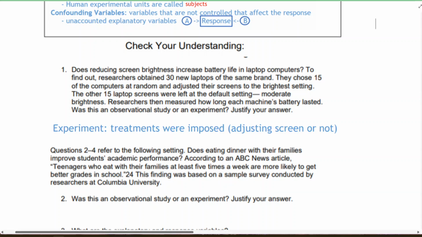So our question is, did we create treatment groups? Did we impose a treatment? Yes, we did. We absolutely had 15 computers at the highest brightness level. We had 15 at the default setting. So because we were imposing these treatments, this is going to be an experiment.